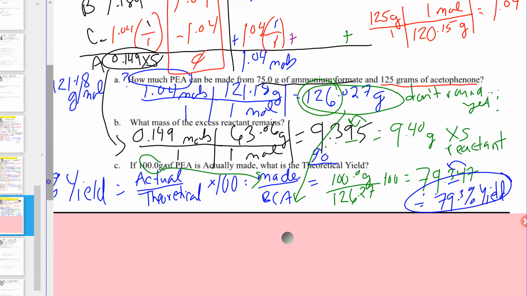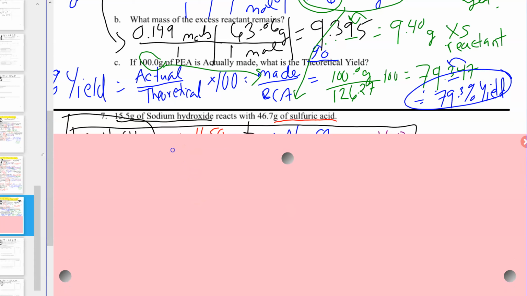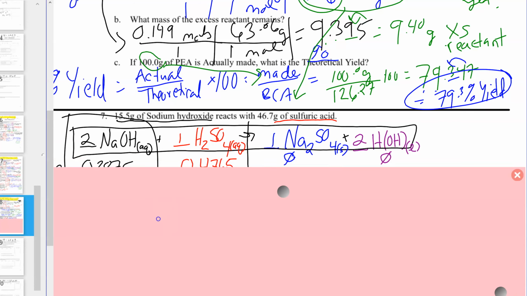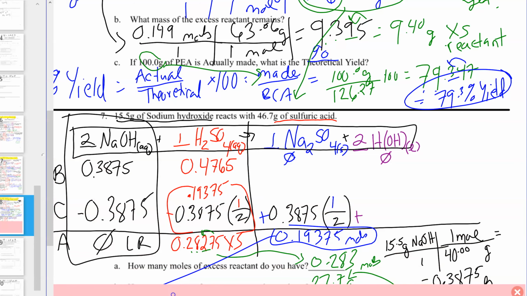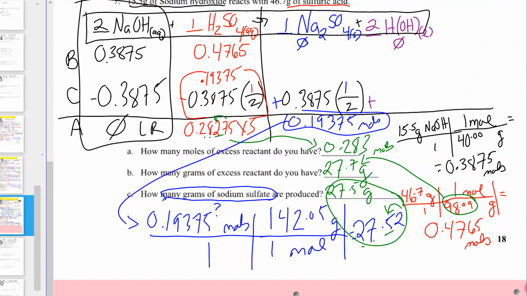Okay, one last problem. So it says 15.5 grams of sodium hydroxide reacts with 46.7 grams of sulfuric acid. Here's my chemical equation. And then we've got to convert all of those grams into moles. I've already done that for us right here, down here on the bottom. So we have to take sodium hydroxide. Its molar mass is 40 grams per mole. So that's how I get my 0.3875 moles. Sulfuric acid, H2SO4, its molar mass is 98.09, so I have 0.4765 moles.